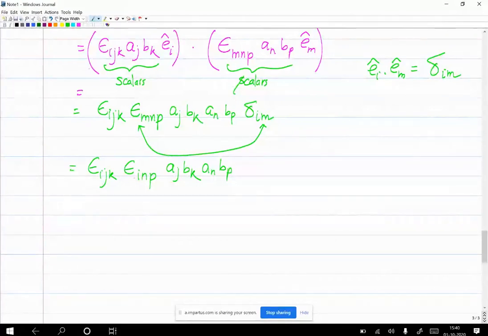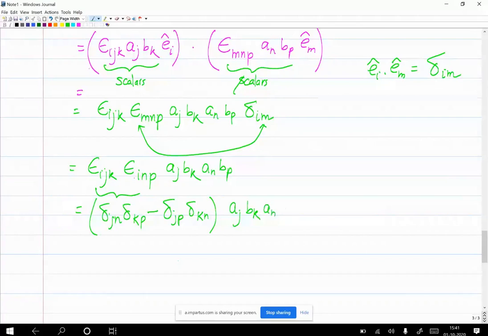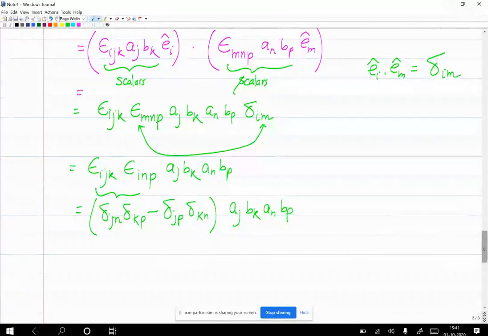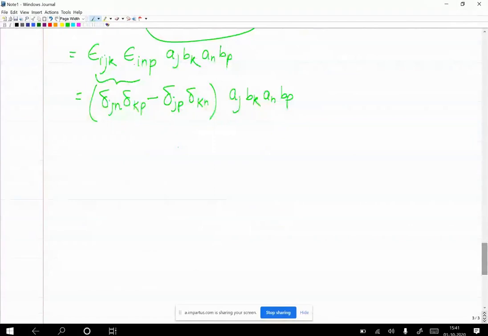Okay, now you can use that epsilon delta relationship, isn't it? So this becomes delta JN delta KP minus delta JP delta KN into AJ, BK, AN, BP. Okay, now let's try to work this out.